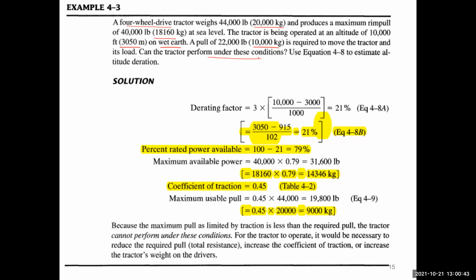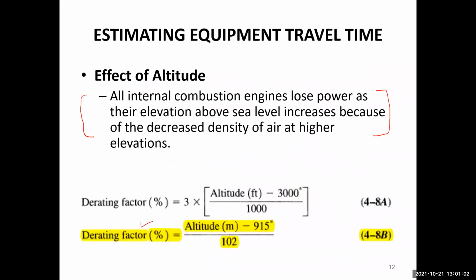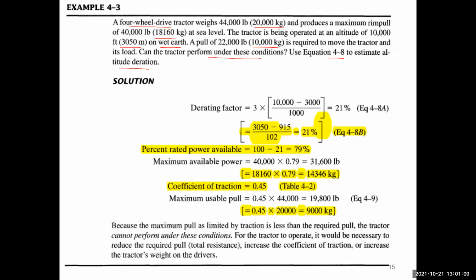So we have to find it. In this case, we will use equation 4-8 to estimate the altitude deviation. First calculate the deviation factor, which can be calculated by this equation. It will give the effect of the decrease in power by the altitude.